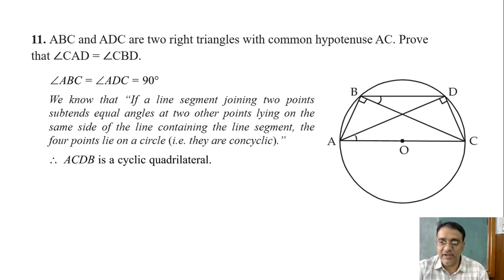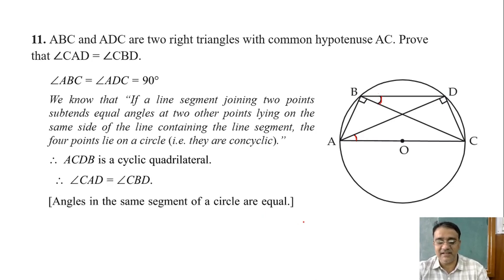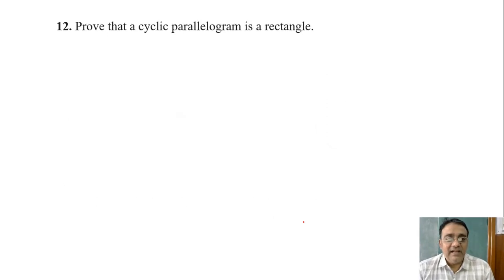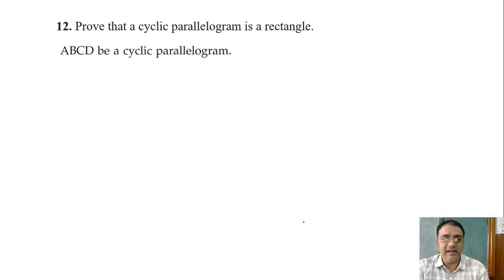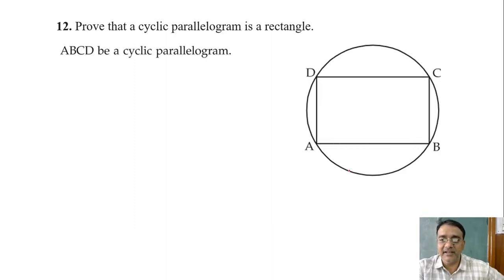Now these two angles are equal. Why? Angles in the same segment. Very good. Angles in the same segment of a circle are equal. So hence proved. Now the last question, this is the last question of today's revision and the revision of circle. We'll do the revision of construction in the next class. Prove that a cyclic parallelogram is a rectangle. Right? So सबसे पहले हम लोग एक parallelogram बना लिए.